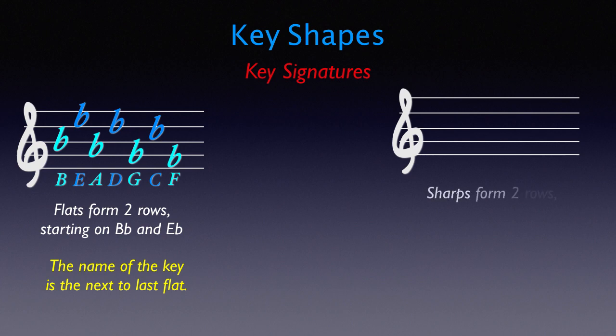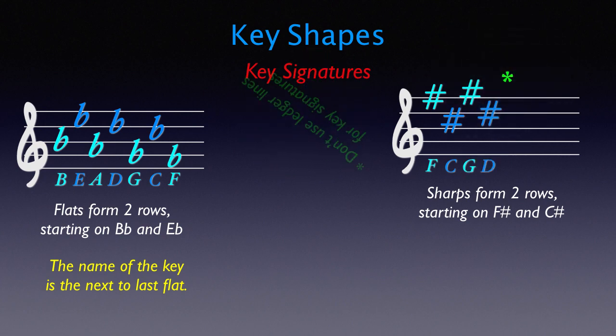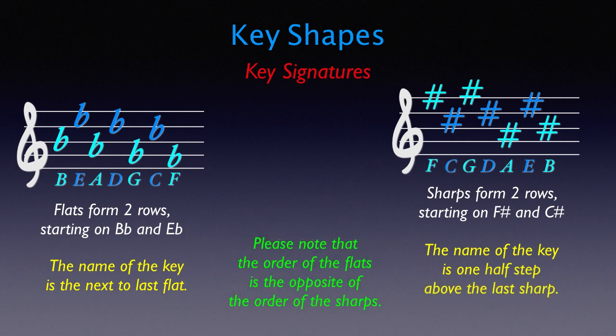Sharps also form 2 rows, and they start on F sharp and C sharp, and of course they're sharps, so they go up. G sharp is next, and then D sharp, and then we run into a little bit of a hitch. Don't use ledger lines for key signatures, so instead of writing the A sharp above the staff, drop it an octave. Next is E sharp and then B sharp, and the name of the key is a half step above the last sharp. Please note that the order of the flats is opposite the order of the sharps.